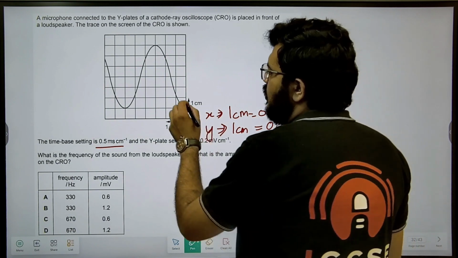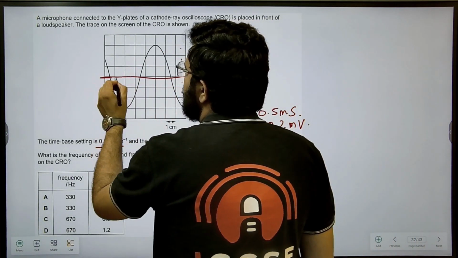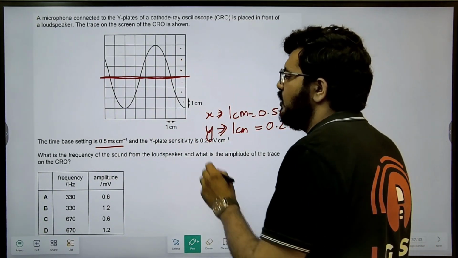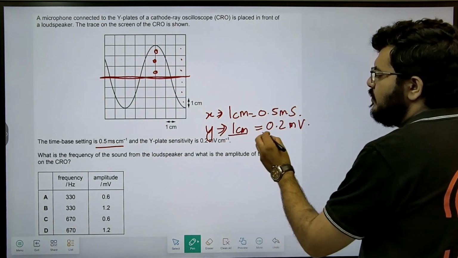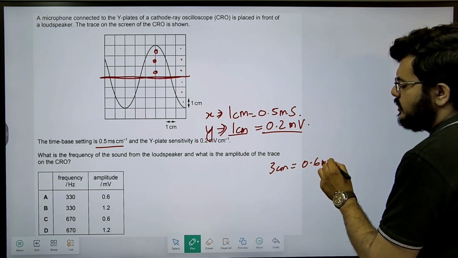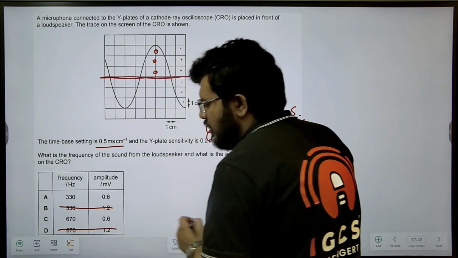So let's find out. 1, 2, 3, 4, 5, 6. So this should be the center equilibrium. Okay, what is the amplitude? 1, 2 and 3 centimeter. If 1 centimeter is 0.2 millivolt, 3 centimeter should be equal to 0.6 millivolt, right? These two cannot be your answer.